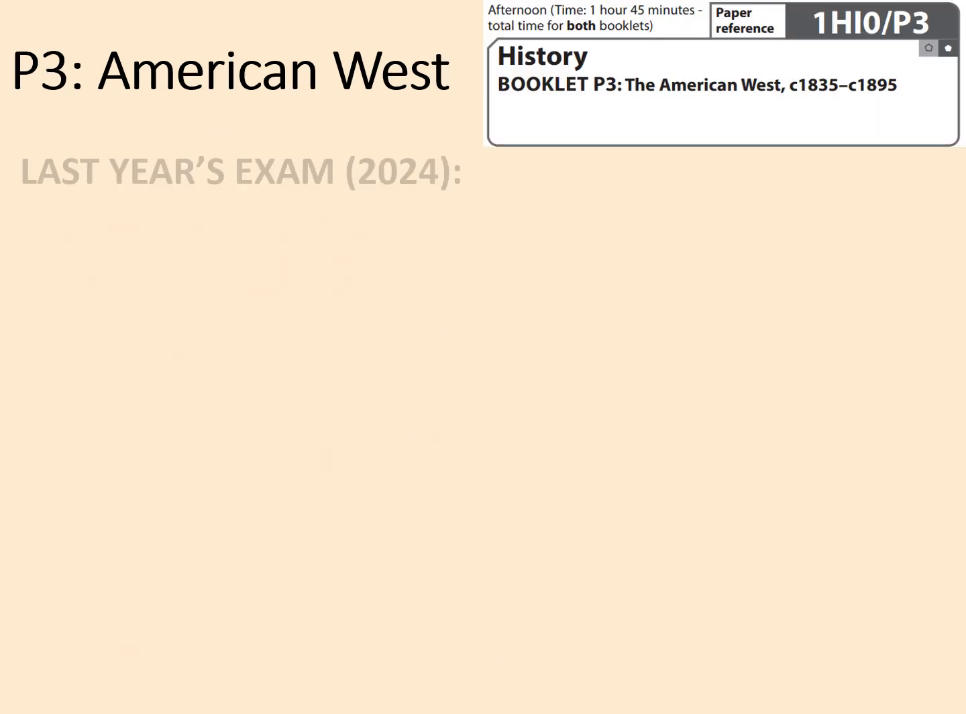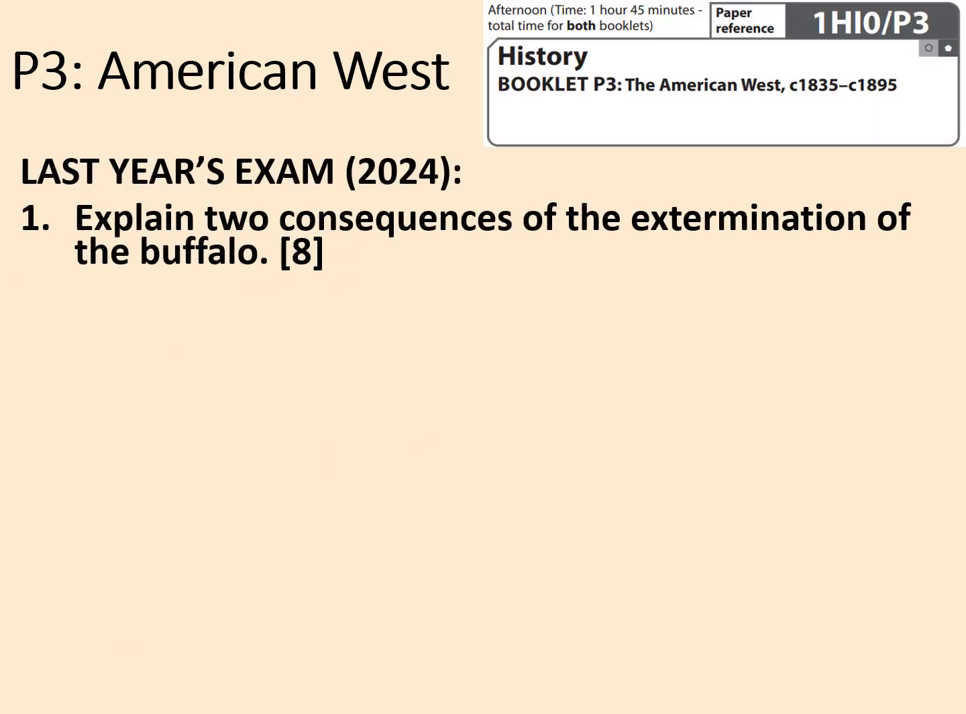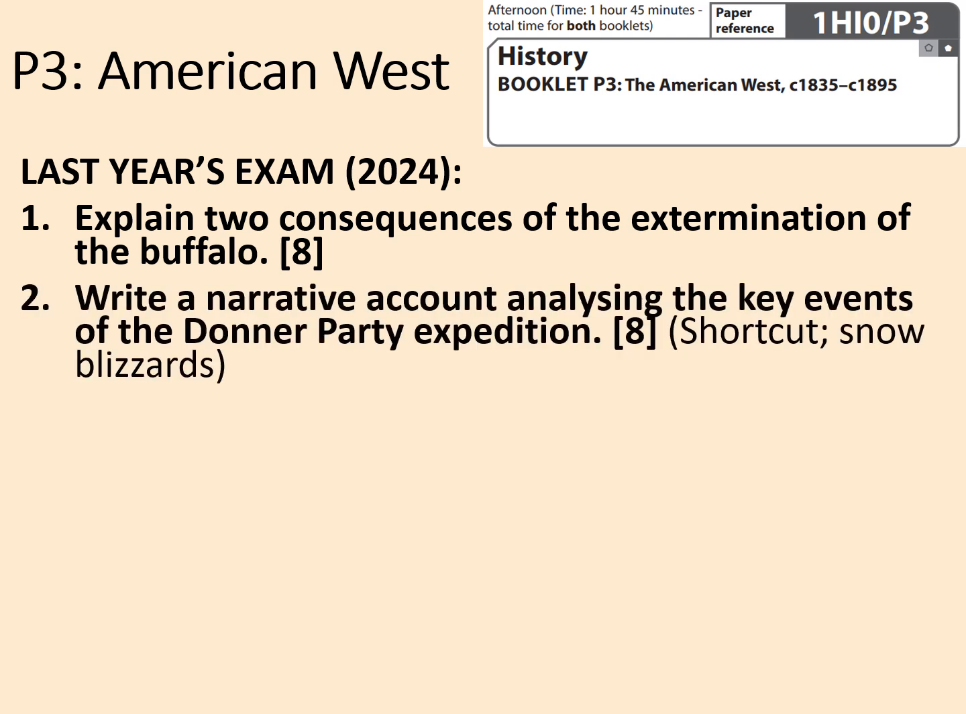Let's have a look at last year's American West exam. Explain 2 consequences of the extermination of the buffalo for 8 marks. Bear in mind that this question will be split into 2 different 4-mark questions this year. Write a narrative account analysing the key events of the Donner Party expedition. The stimulus points were the shortcut and snow blizzards. I think I predicted both of those last year, which may be quite popular.